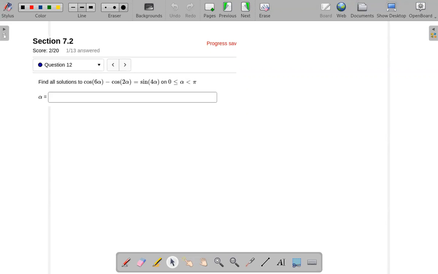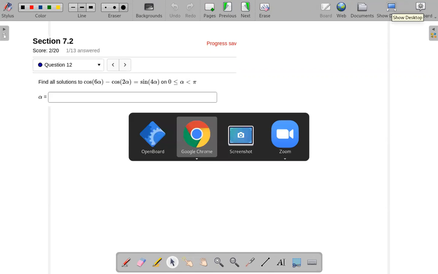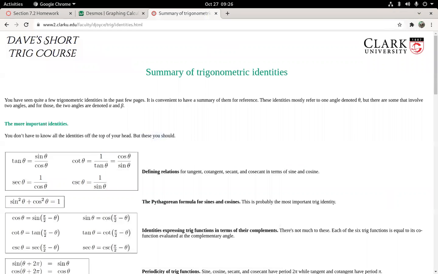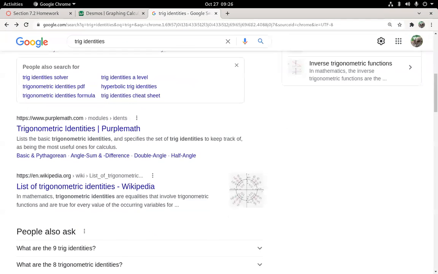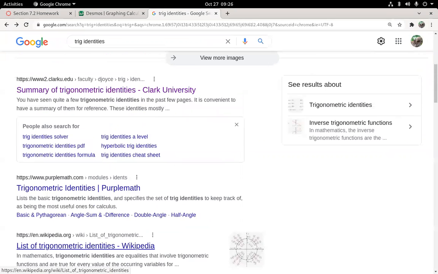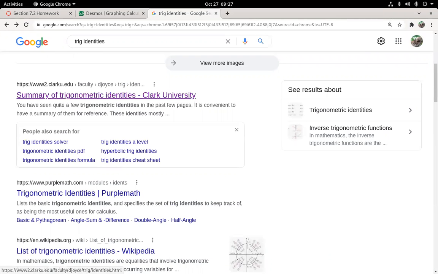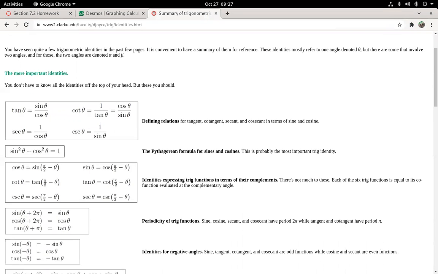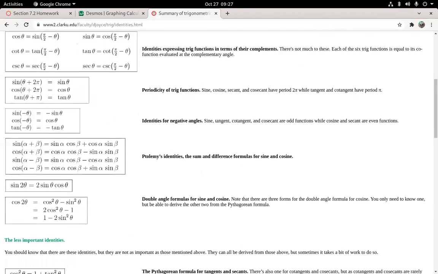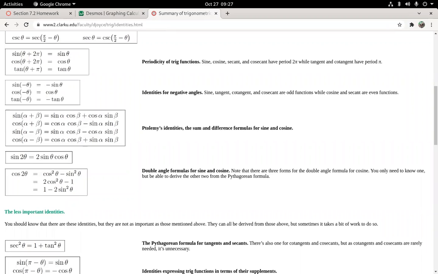So here I have a difference of cosines, and we did have a difference formula. And I went on the internet and did a search for trig identities. I came up with this one at Clark University, and there's a ton of pages with trig identities. Sometimes I go to Purple Math, Wikipedia has a huge number of identities, more than we cover in this class. This one has most of the ones we cover in this class and a few more. So the identities we're working on, we have this one right here, which has the angle sum, angle difference, and then sine cosine or cosine cosine.